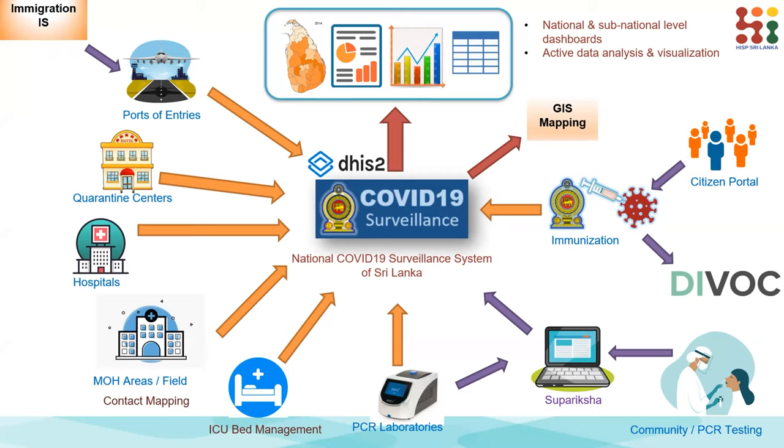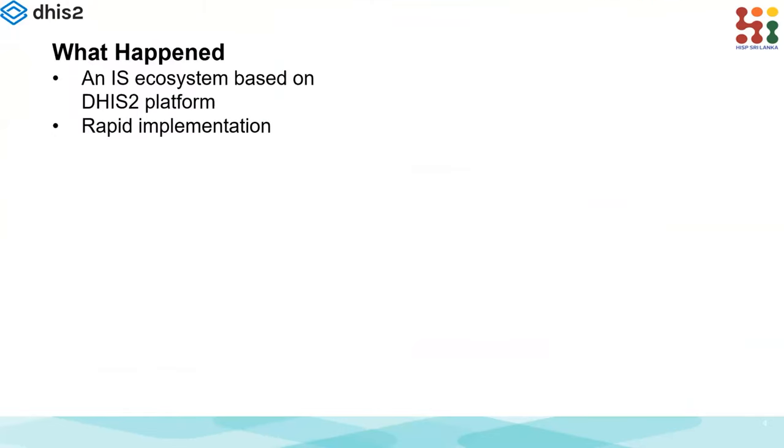Most of us who are from implementation might know it's very difficult to get so many people engaged and to design a system like this in such a short span of time. So the question I had is, how is that possible? How are we able to produce this kind of ecosystem where you have so many components, so many other stakeholders coming in, integrations, and also to deploy it rapidly?